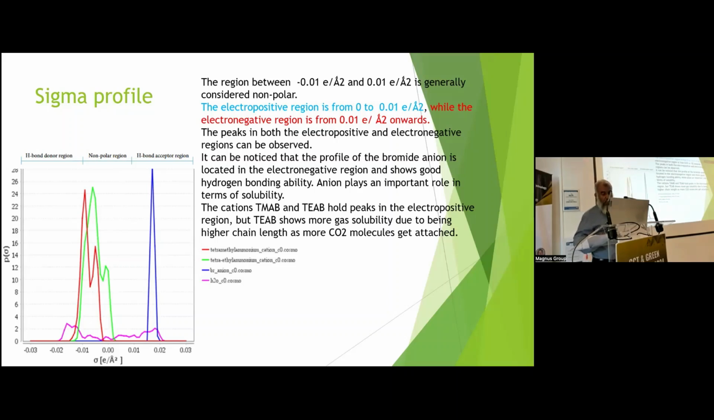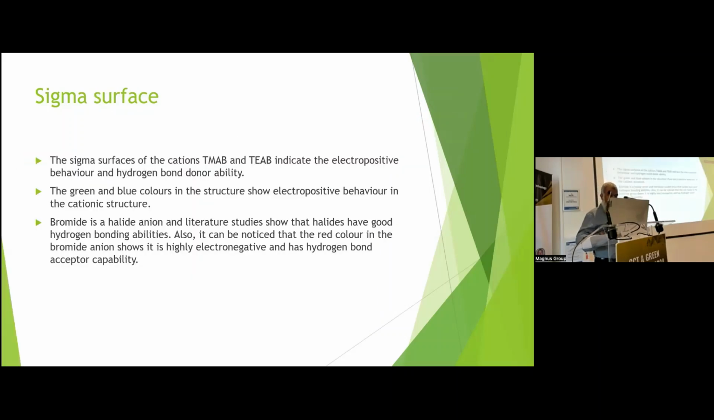The cations TMAB and TEAB hold peaks in the electropositive region, but the TEAB shows more gas solubility due to its higher chain length, as more CO2 molecules will get attracted. For the sigma surface, the cations TMAB and TEAB indicate electropositive behavior and are hydrogen bond donors. The green and the blue colors in the structure show the electropositive behavior in the cationic structure.